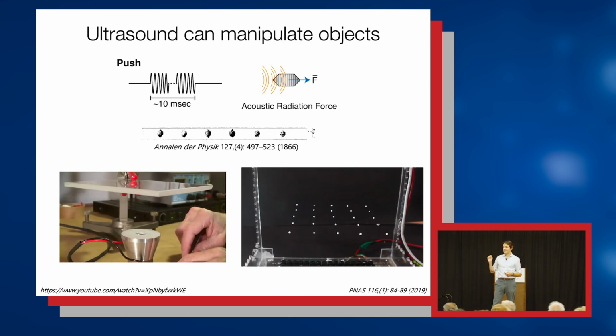So one thing ultrasound can do is push objects around. A very old experiment with sound waves from 1866 is pictured here, where a sound wave is sent into a capped tube. Some of the sound wave gets reflected back and creates a standing wave interference within the tube. And then you have particles within the tube that experience an acoustic radiation force that organizes them at the nodes of the standing wave. Okay? And this was actually used to measure the wavelengths of sound back then. You can easily do this at home.